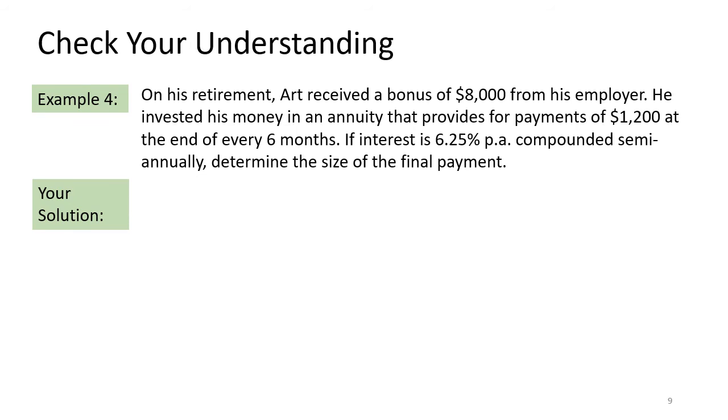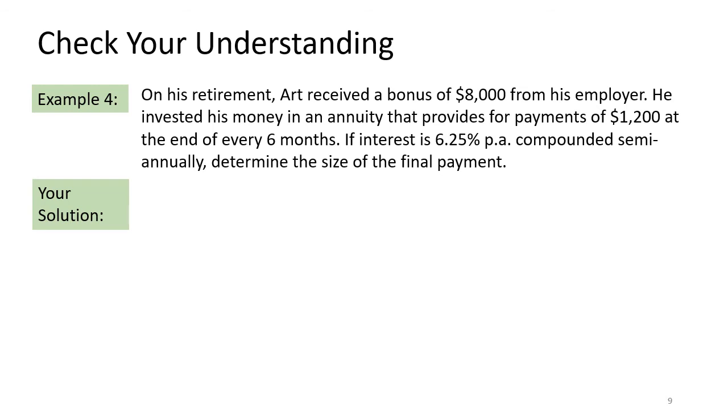Okay, let's look at our second example using these same steps. On his retirement, Art received a bonus of $8,000 from his employer. He invested his money in an annuity that provides for payments of $1,200 at the end of every 6 months. If interest is 6.25% per annum, compounded semi-annually, determine the size of the final payment. Okay, again, we're going to do this in steps.